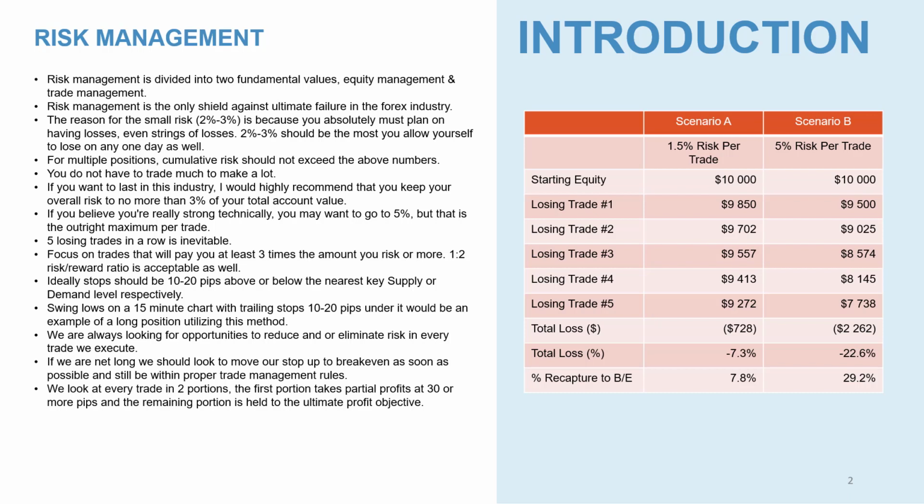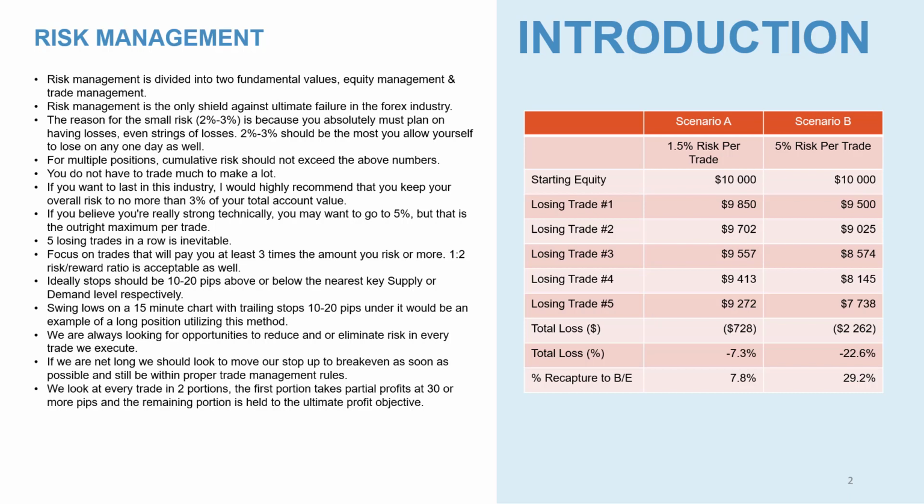Ideally, stops should be 10 to 20 pips above or below the nearest key supply or demand level respectively. So it could be a key supply zone or it could be a key demand zone. Yes, some people like to place their stops above key resistance zones and below key support zones. Swing lows on a 15-minute chart with trailing stops 10 to 20 pips under it would be an example of a long position utilizing this method. We are always looking for opportunities to reduce and or eliminate risk in every trade that we execute.